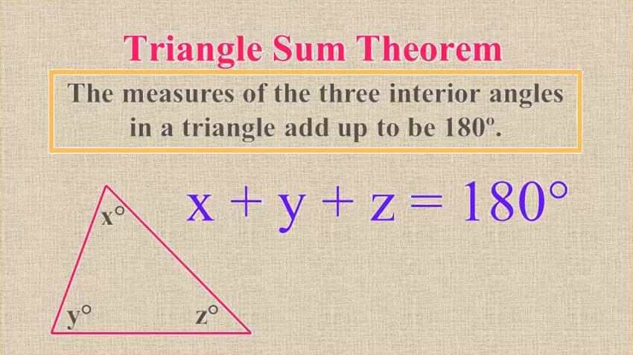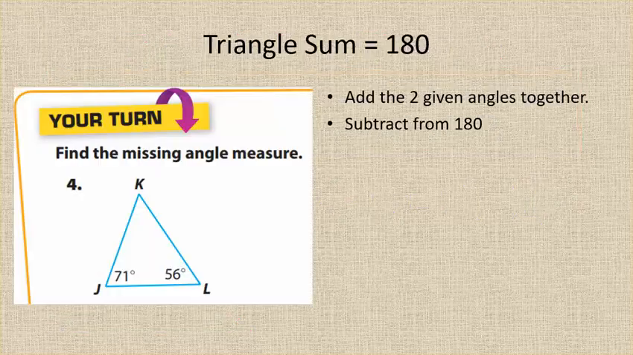To do this, we'll use the triangle sum theorem. This says that the measures of the three interior angles in a triangle always add together to equal 180 degrees. So in this picture, x plus y plus z equals 180. This is a fairly easy formula to use. What you're going to do is add the two given angles together, and then subtract that from 180.